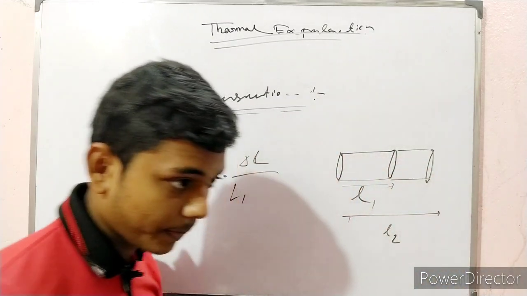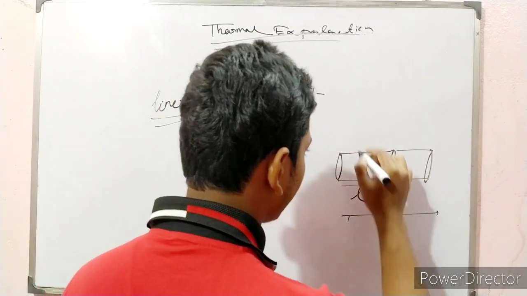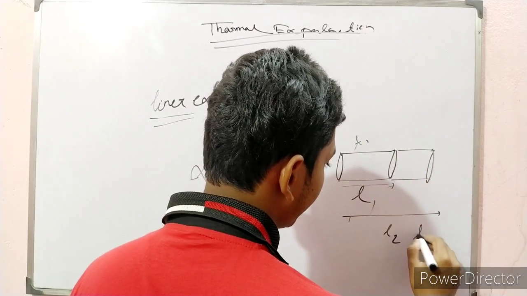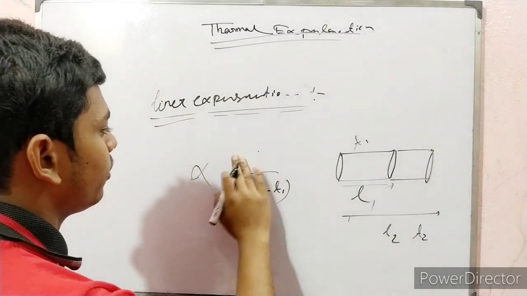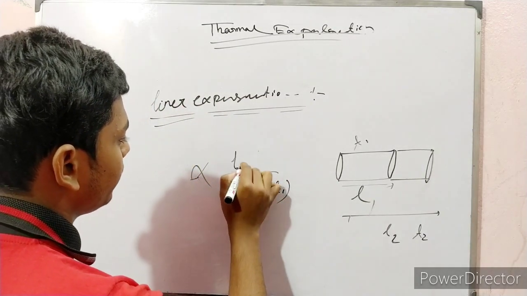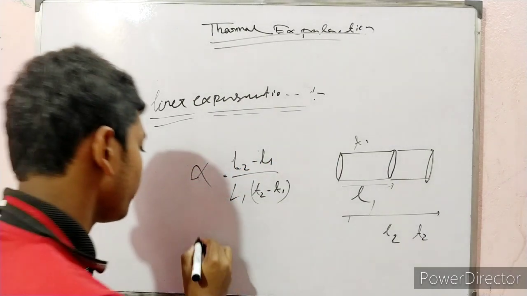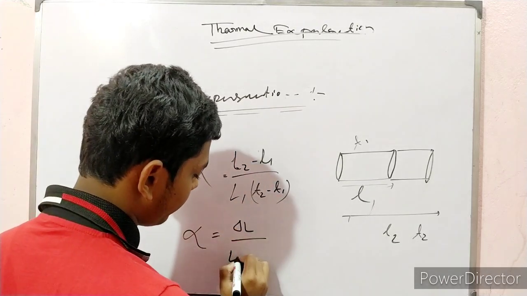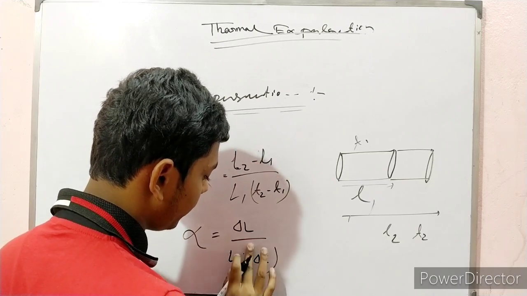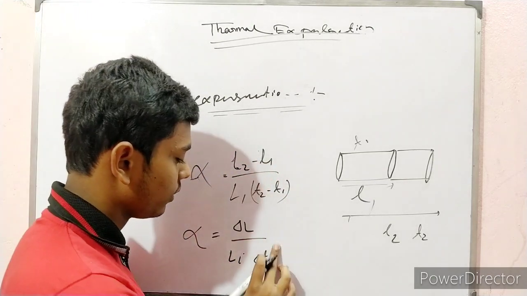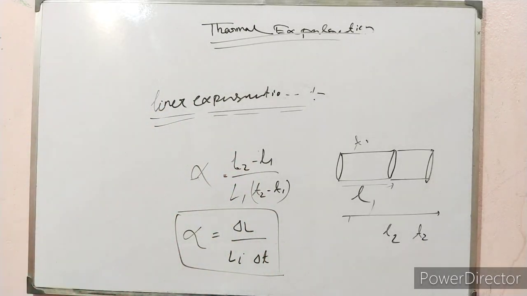Now L1 into the temperature change. The first temperature is T1, and the second temperature is T2. So you can write T2 minus T1, and you can also say alpha equals L2 minus L1 by L1 into T2 minus T1. You can also write it as change of length by the initial length into the change of temperature. So that you can calculate alpha, the coefficient of linear expansion. I hope it is clear.